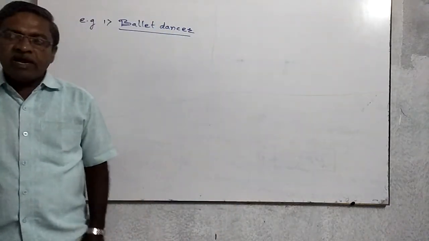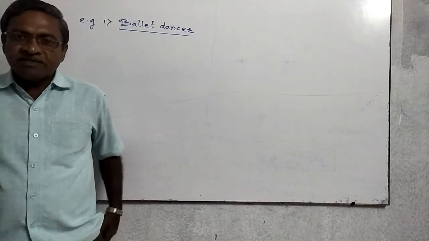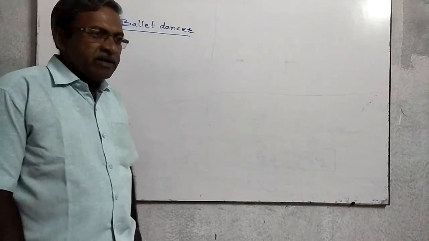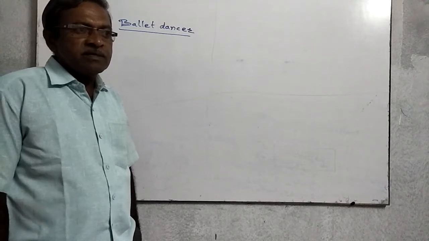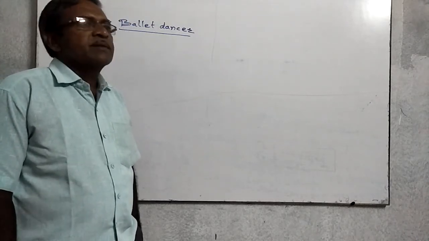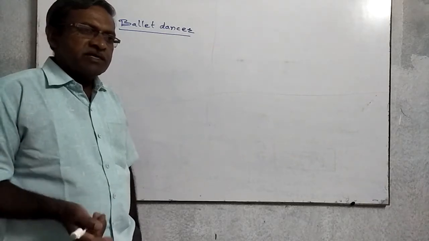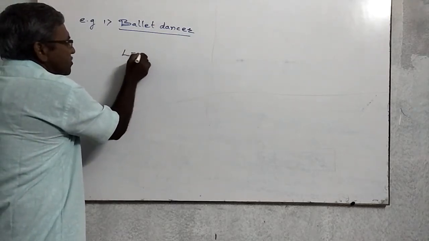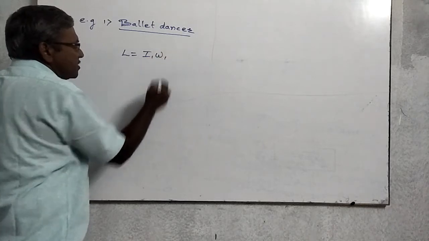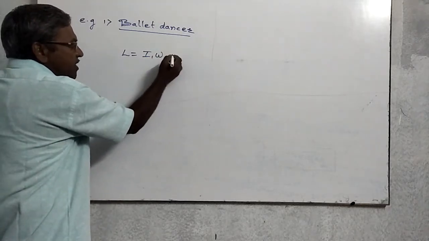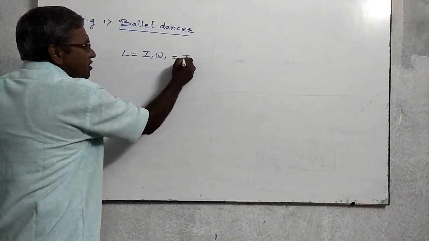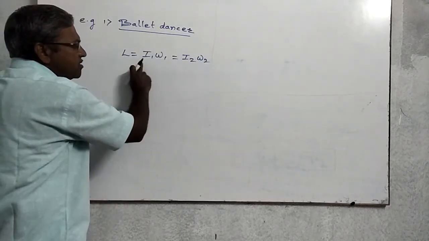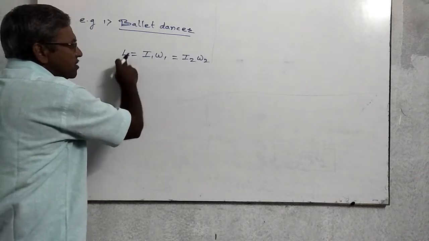In first position, we find that angular velocity is less. In second position, its angular velocity is more. So what it indicates, when moment of inertia increases, the angular velocity decreases, and when moment of inertia decreases, angular velocity increases. So in that case, L is equal to I1 omega 1, their product, moment of inertia and angular velocity, that remains equal to I2 into omega 2. So this is nothing but law of conservation of angular momentum.